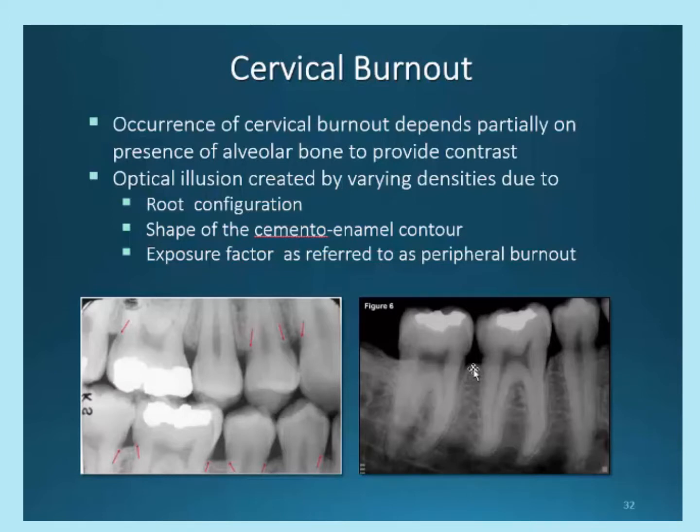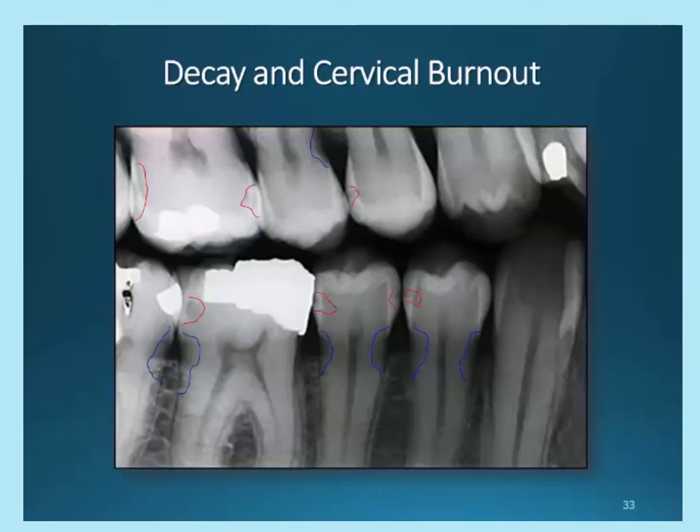So that's how we understand where these areas of cervical burnout are not associated with interproximal decay or recurrent root decay. Okay, let's take a look at the decay and cervical burnout and compare the two. Red areas are decay, blue areas are cervical burnout.